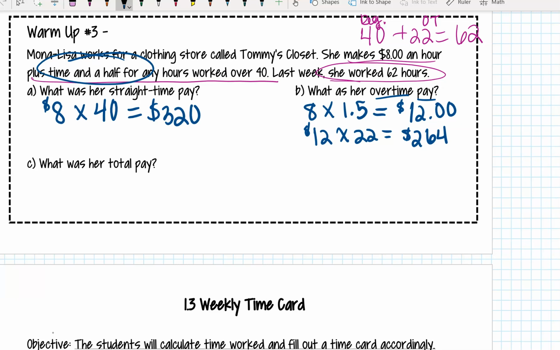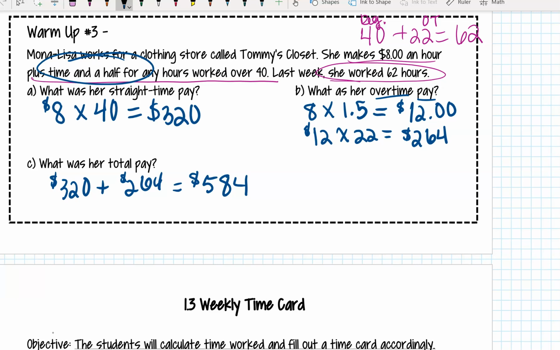All right, so how do we find her total pay? If this was you, how would you find your total pay? Austin? Take 320, add it to 264. And when you do that, you get what, 584? Do we have any questions? Anything at all?